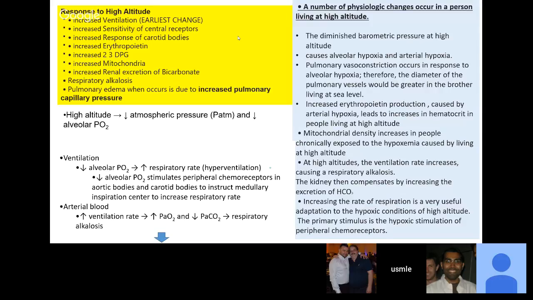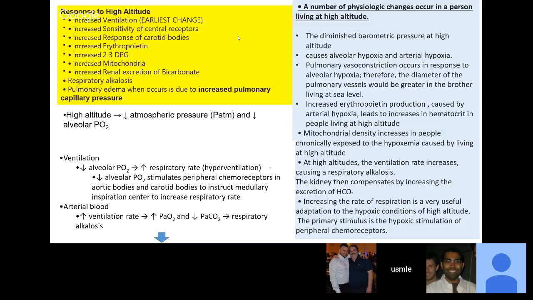And this is why you can have pulmonary edema, as we saw yesterday, and brain edema as well. But the pulmonary edema is mostly because pulmonary capillary pressure is going to increase. So remember, at high altitude, the atmospheric pressure decreases and the overall PO2 decreases. Remember those? These have been questions.